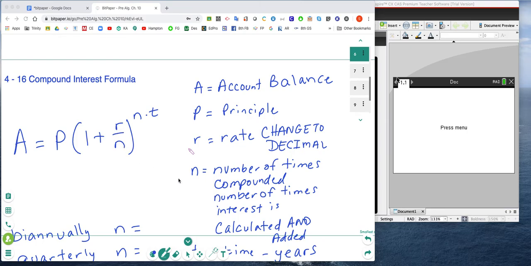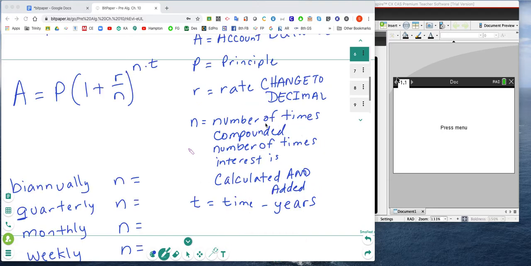N. Now this is a new number that we haven't had before. So for N, this is the number of times that interest is compounded. So it's the number of times that interest is calculated and then added. And then T is our time, and it has to be in terms of years.